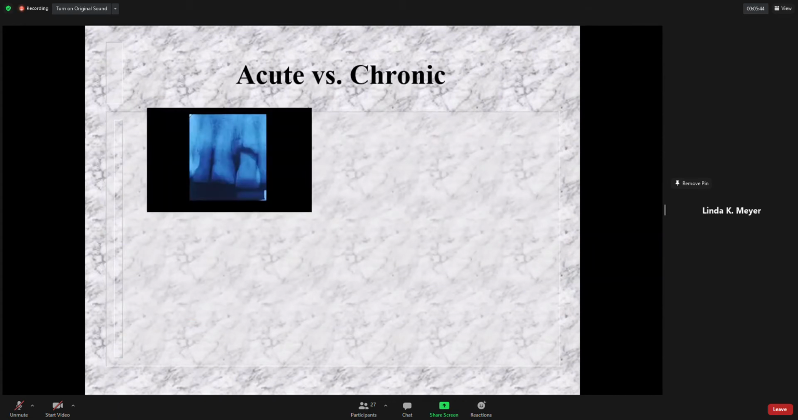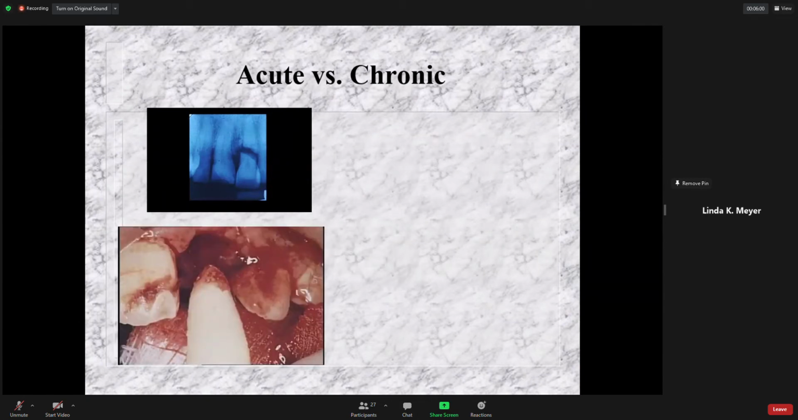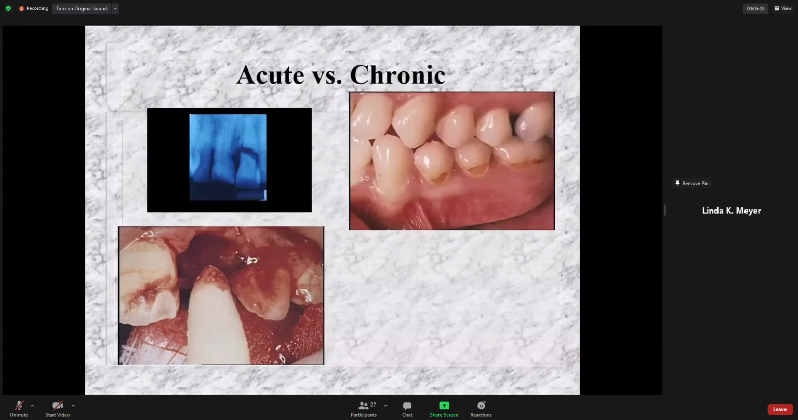Or here's a case where someone, a construction worker, fell down while doing some kind of patio or deck work, and the tooth broke. It was a one-time fall that triggered this injury. Or, here's an avulsed tooth there.